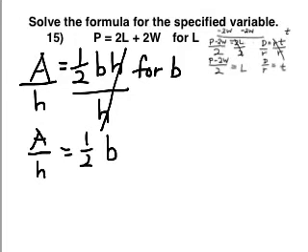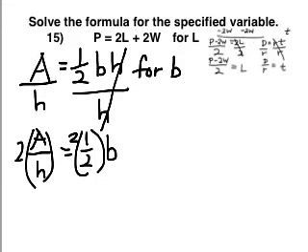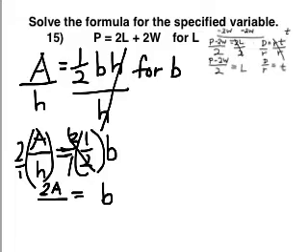But we don't want 1/2 b, so to get rid of the 1/2, we multiply 1/2 by its reciprocal, which is 2. So 2 times 1/2 b, and 2 times a over h. The 1/2 cancels out. That would be like 2 over 1, right? So we have b equals, and we multiply that 2 times the a, so it would be 2a over h.